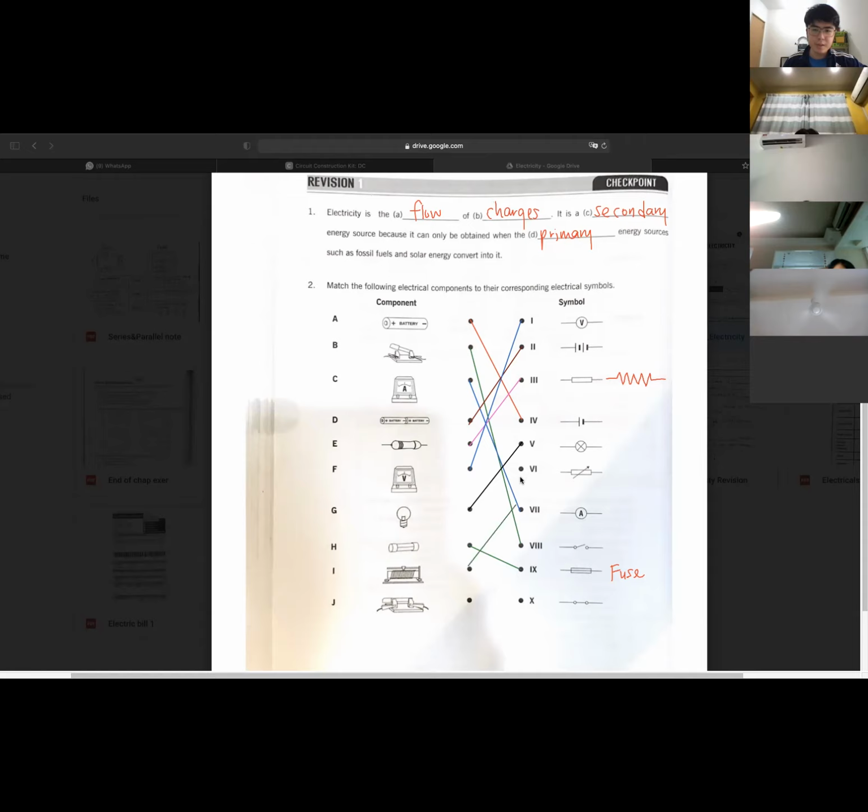This is this one, number 6. A variable resistor has an arrow crossing it like this. And the last one we have, what's this? Closed switch.